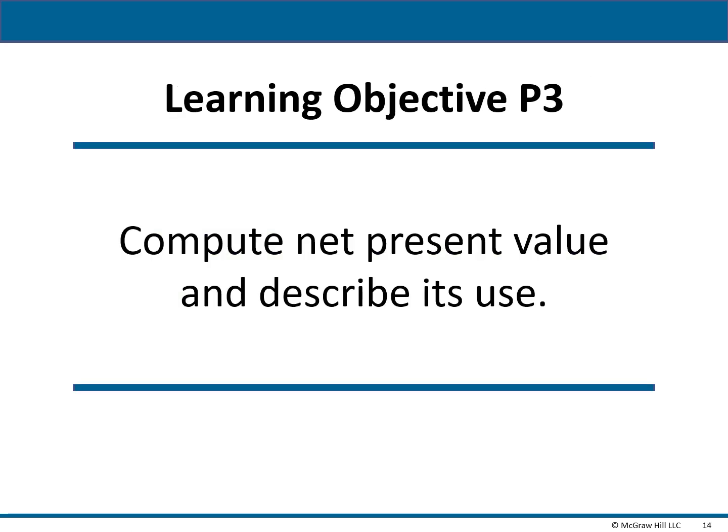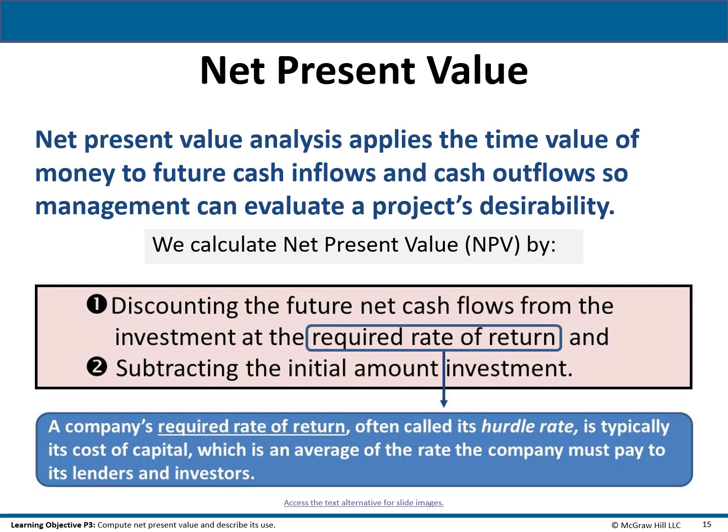So now we're going to talk about how do we incorporate the time value of money, since that was one of the major weaknesses of the previous 2 methods. Net present value analysis applies the time value of money to future cash inflows and cash outflows of a project to assess its desirability. Now, you probably remember learning this from the previous appendix that we went over, Appendix B.